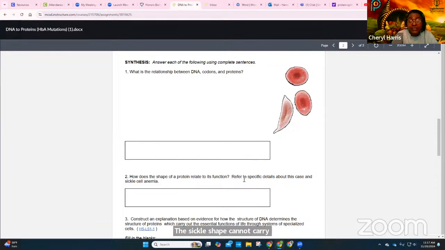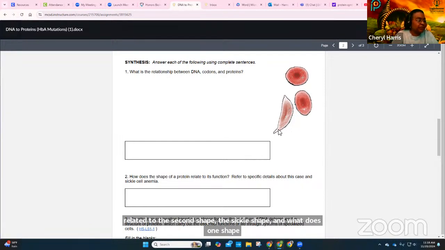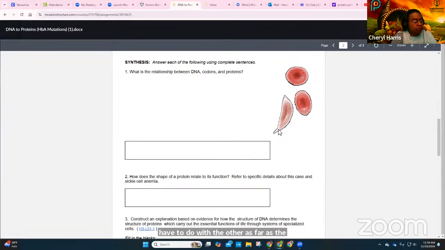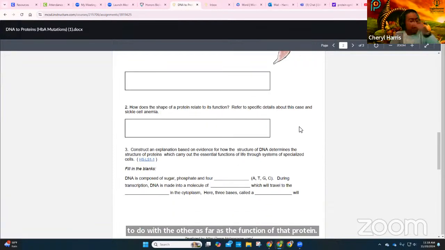And it says refer to the details about this case. So that means we're not generating an AI answer to the question. We are looking at the pictures. We are looking at how this shape is related to the second shape, the sickle shape, and what one shape has to do with the other as far as the function of that protein. And our protein is hemoglobin in this case. This is not a general case. Our protein this time is hemoglobin.